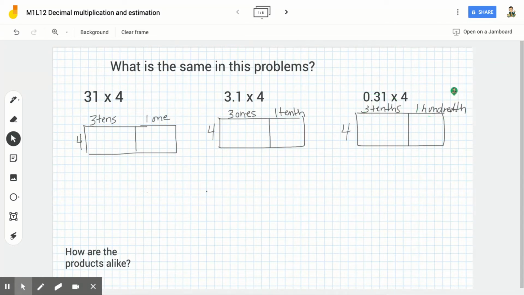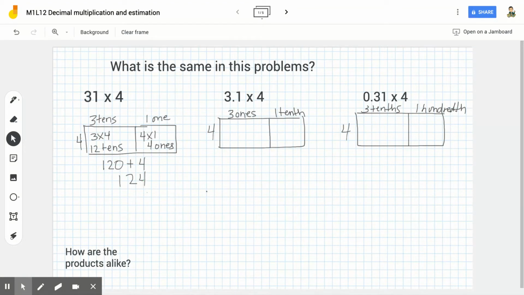If we were multiplying using the area models, we would get 3 times 4, or 12/10, which is equal to 120 for the first one. Plus the area of this box would be 4 times 1, which is equal to 4 ones. So plus 4 equals 124.